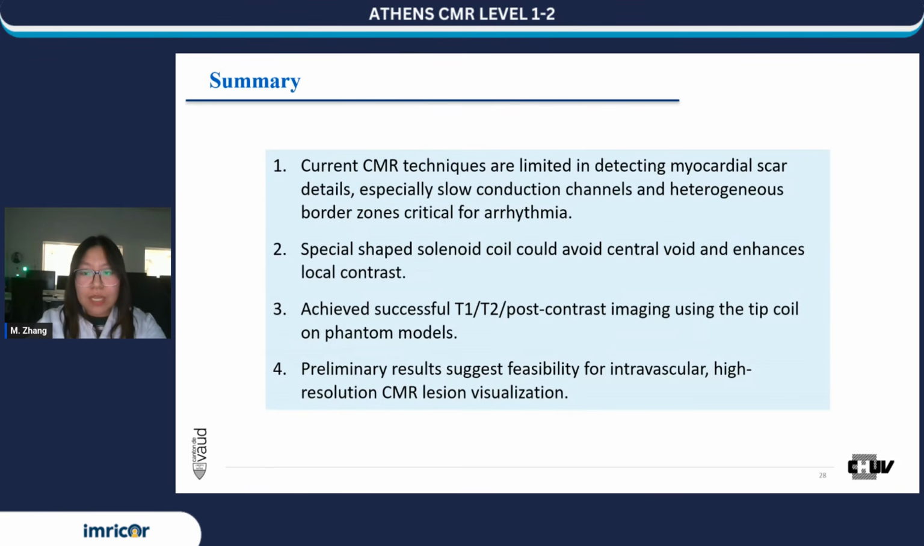In conclusion, our work demonstrates the feasibility and potential of catheter tip-based imaging for localized high-resolution detection. We believe this approach can open up new possibilities in MR guided cardiac interventions.